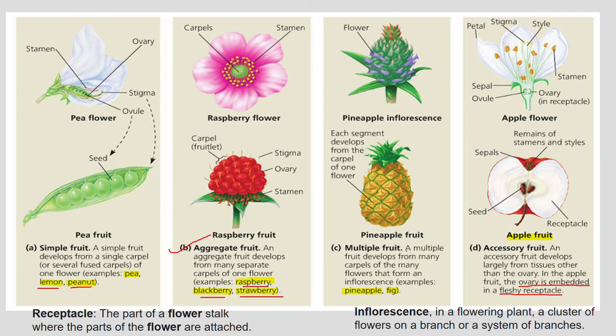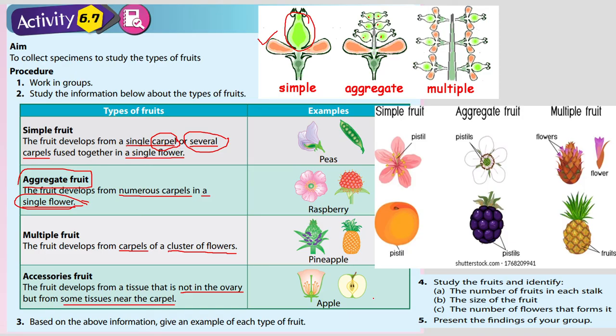But multiple fruit comes from a cluster of flowers, or we call it an inflorescence. Like this, a cluster of flowers, many, many flowers. For the first two just now, it was a single flower. So each segment develops from the carpel of one flower. Those are the examples of multiple fruit.